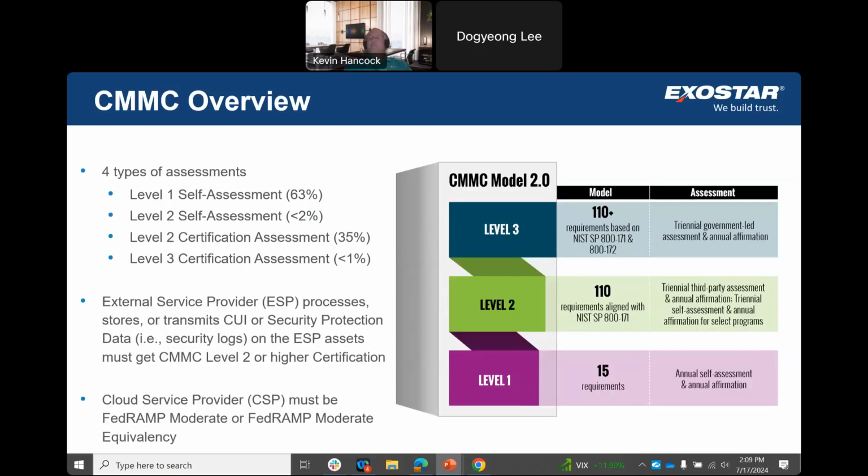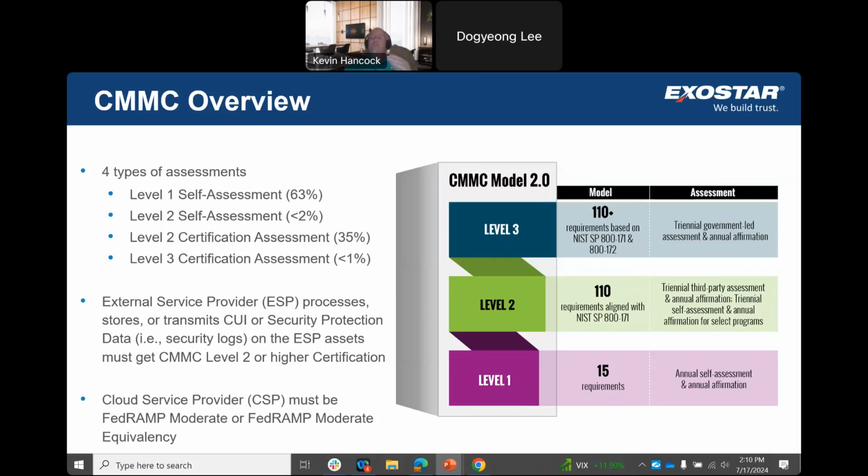So just a reminder, right? CMMC is a 3-level program. Level 1 has 15 requirements to secure federal contract information, or FCI. Those 15 requirements are a subset of the 110 controls that are necessary to achieve level 2 compliance. And level 2 is where you start to require those once every 3-year third-party assessments.